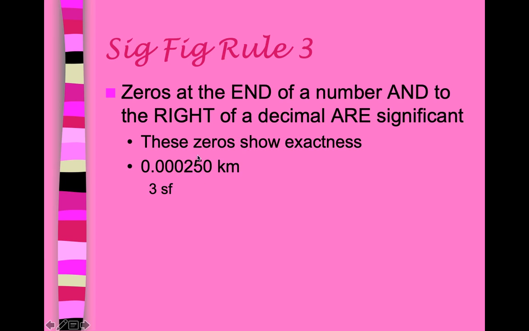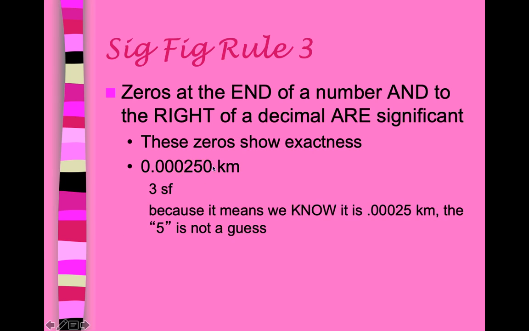So this is 1, 2, 3 sig figs. Without the 0, then the 5 would have been the guess, but the 5 is not a guess. It's exactly 0.00025, so that's why that 0 needs to be there. The 0 says it's exactly that, so we get more sig figs. This measurement would only be 1, 2 sig figs, and it would have told us that we read to 0.0002, and the 5 was an approximation.